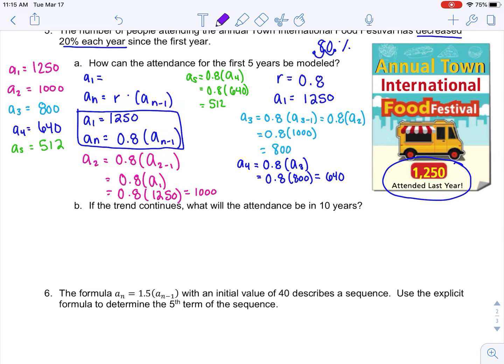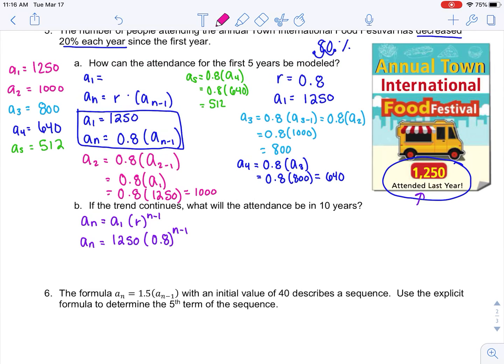So we're going to have to create our explicit formula. Remember, the explicit formula is AN equals A1 times R to the n minus 1 power. So we have AN equals, we know A1. Remember, it told us in our flyer that 1,250 people attended last year. That's A1. So 1,250 times our rate. We know our rate is 80%, which is 0.8, to the n minus 1 power.